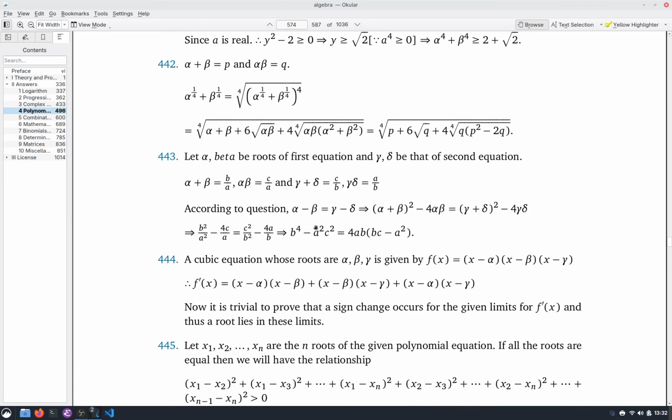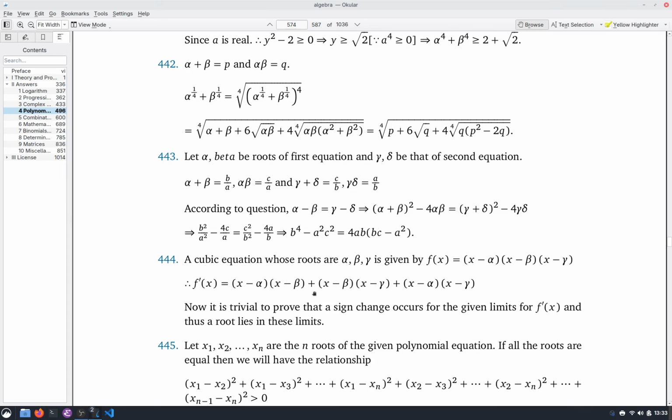So what we do here is we let f(x) be equal to (x minus alpha)(x minus beta)(x minus gamma), where alpha, beta, gamma are the roots. Now we differentiate. So if we differentiate, what you get is (x minus alpha)(x minus beta) plus (x minus beta)(x minus gamma) plus (x minus alpha)(x minus gamma). Now it is trivial to prove a sign change occurs between the given limits for f'(x), and thus a root lies within these limits.